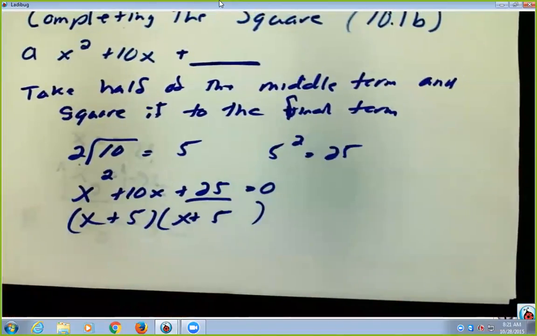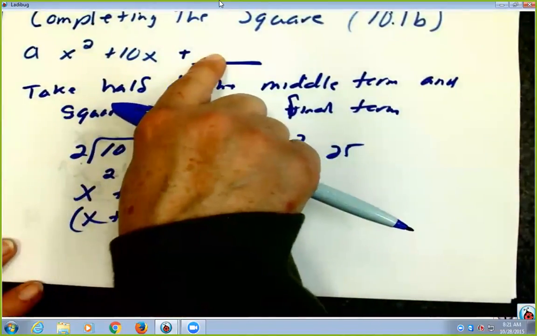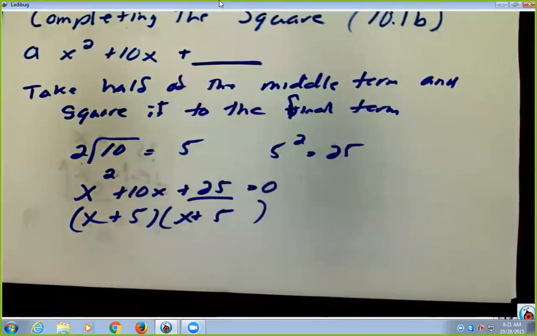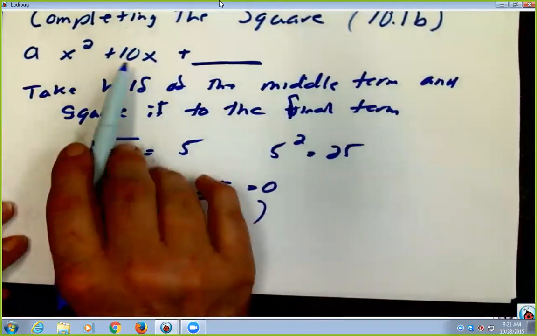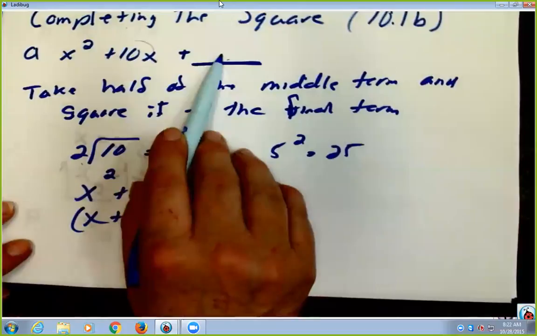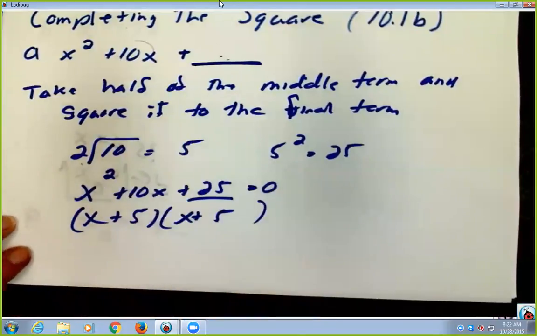So again, we're not looking at this and saying, I know what that end number is in this case. It's just the step to get you to completing squares. So how would I find it? Take half of the middle and square it to get my end. And you can do that basically in your head. You don't have to write it on paper.